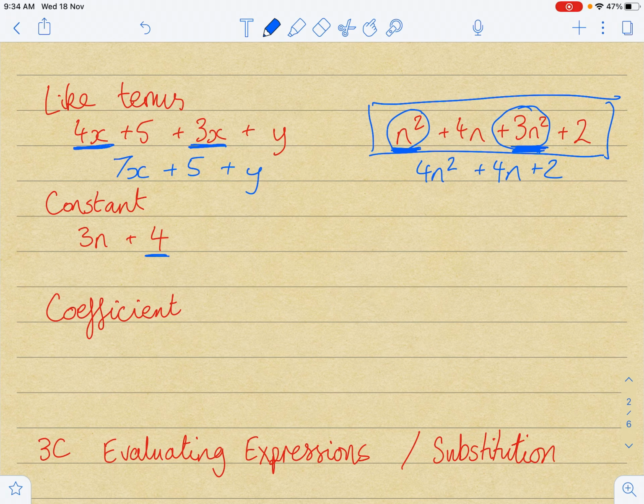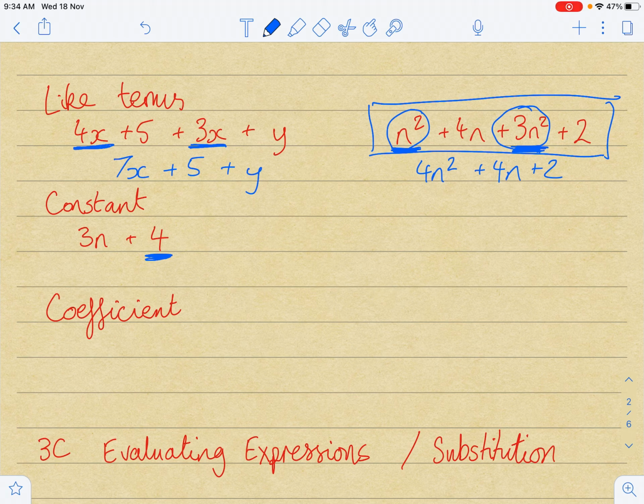Constant terms, well, that's just the thing that doesn't change. It doesn't matter what I do to n. If n is 1, 2, 3, 4, 5, 6, 7, it doesn't matter. I'm still just going to add 4. It's constant. It's always 4. It doesn't change. So it's a constant term. We're talking about the number that doesn't change no matter what happens with the variable.